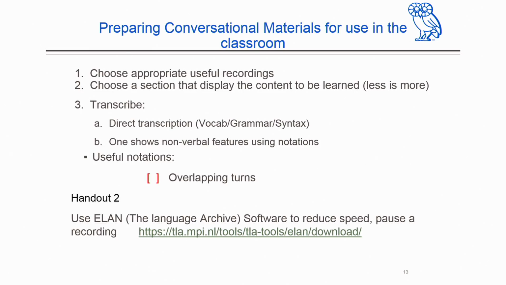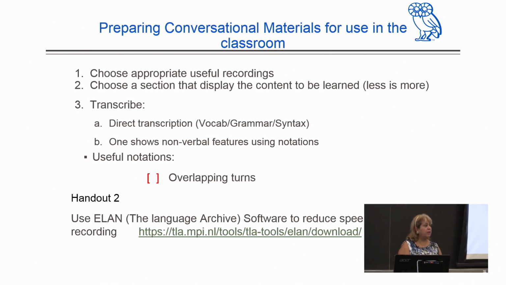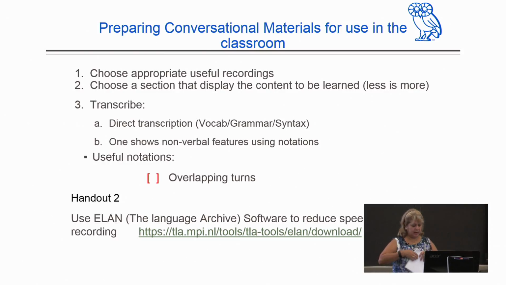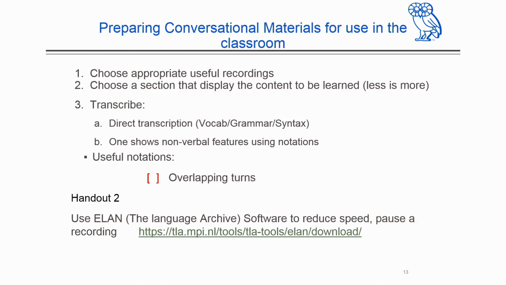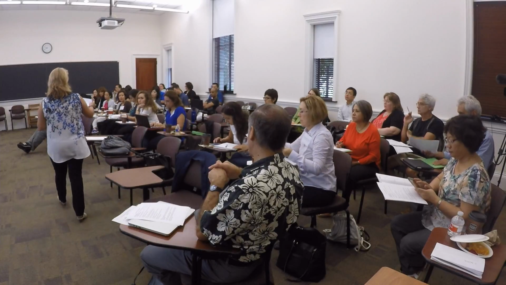There are two types of transcriptions that I have been doing, depending on what I want to teach. For vocabulary, grammar, and syntax, I just do a simple transcription, just the names. You're going to see some examples. Another one is the kind that Kevin showed you, a transcription that needs to have the interactional features visible in some way, so he used some notations to do that. Now let's look at this handout that has a transcription with some of those notations, and we're going to explore it in more detail.